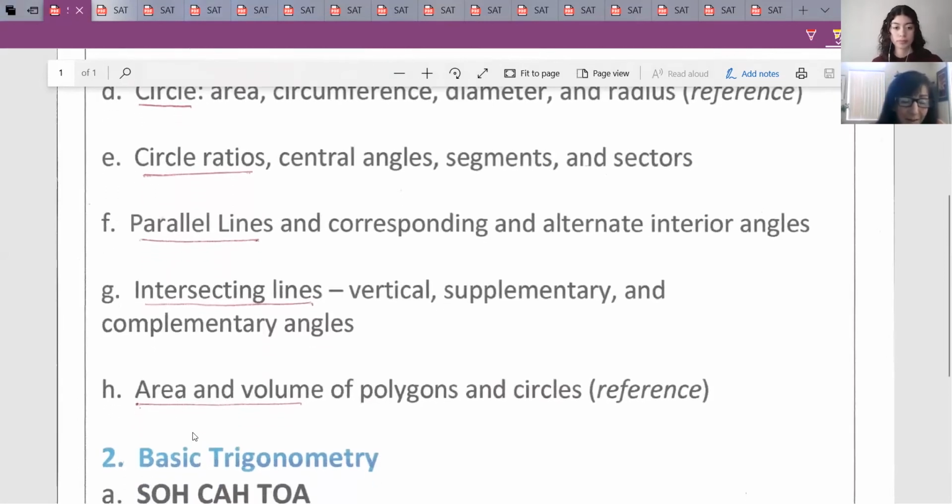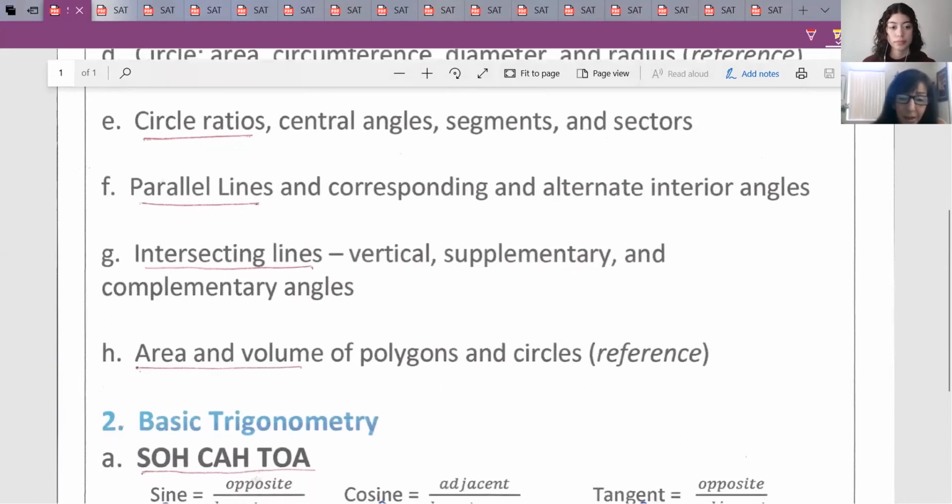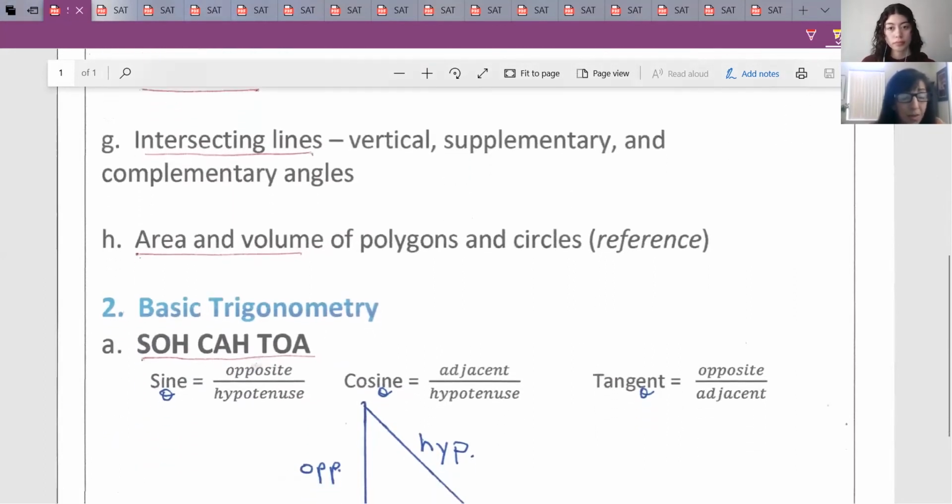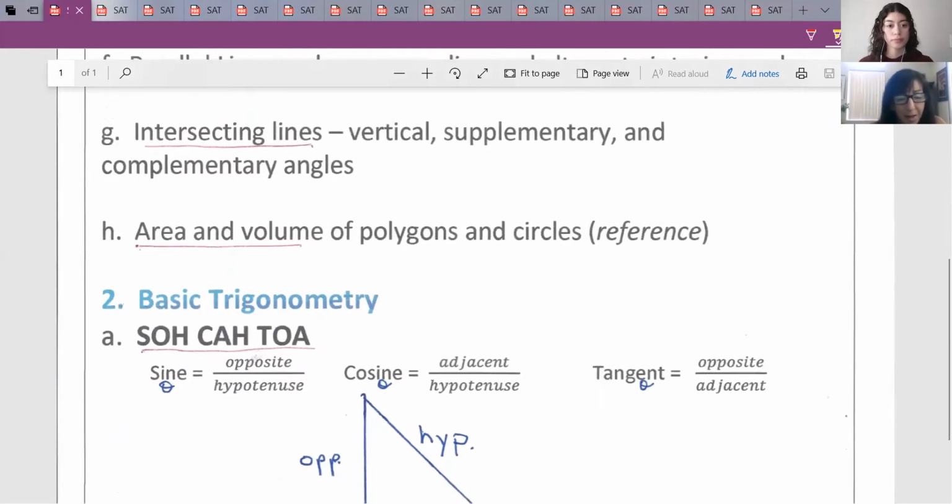You're also given the area and the volume of polygons and circles on the reference chart, and you'll be tested on them. Maybe 1 or 2 questions per test, not a big chunk. The trigonometry is very, very basic on the SAT. There's more detail in trigonometry, a couple extra questions, on the ACT.